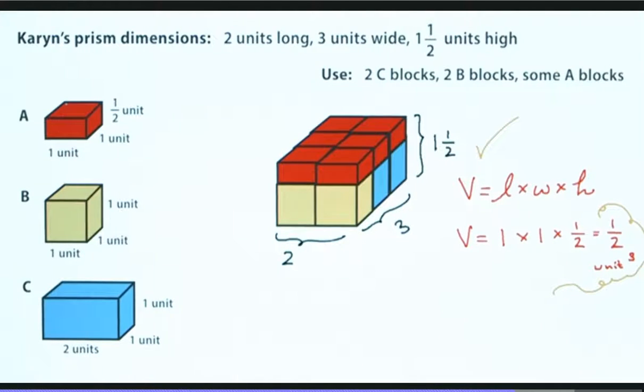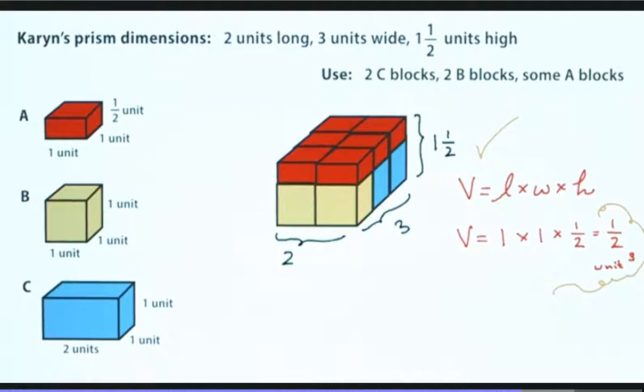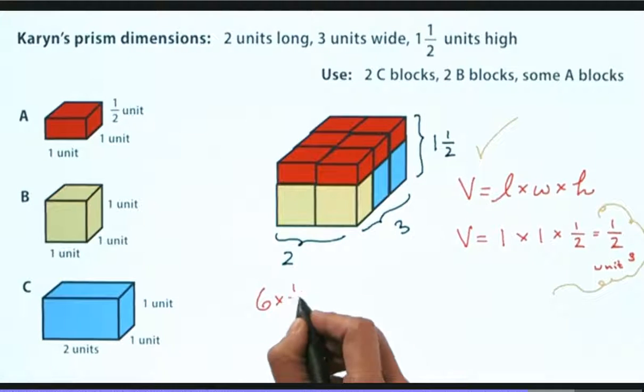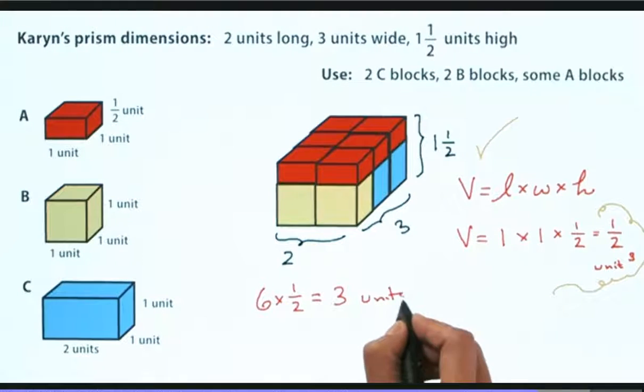But I need 6 of them. So I have to take that volume and multiply it by 6. All I have to do now is say 6 times 1/2, or what's half of 6? The answer is 3, and it's units cubed.